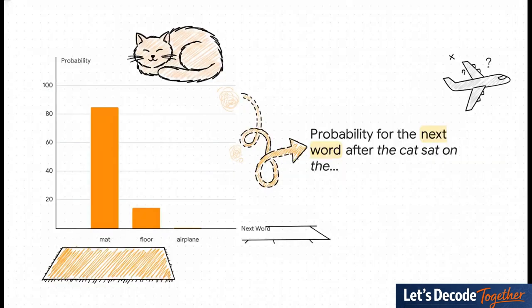The model isn't pulling up a Wikipedia article about feline behavior, it's generating a probability distribution. The word mat, for example, gets a very high probability score based on all the text the model has ever trained on. Floor might have a lower, but still totally reasonable probability. But something like airplane, that is a near zero probability. The model simply picks a highly probable word and smoothly moves right along to predict the next one.